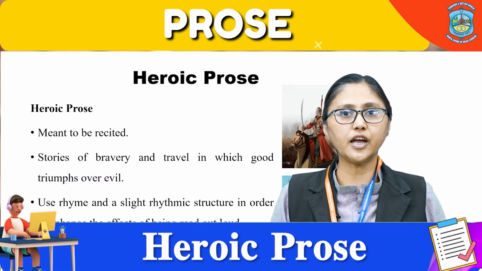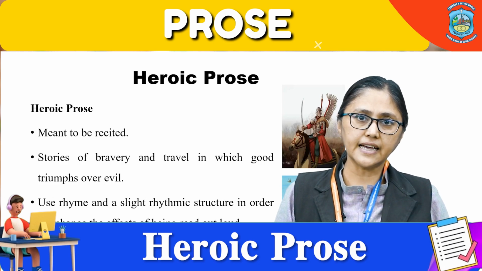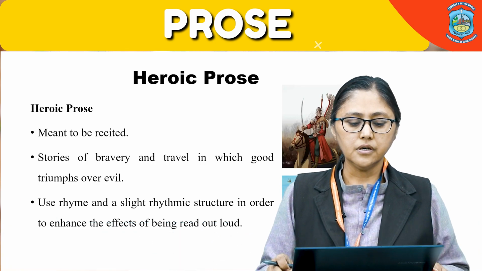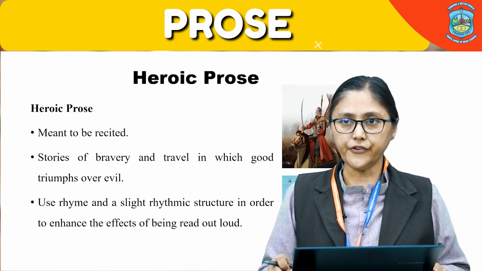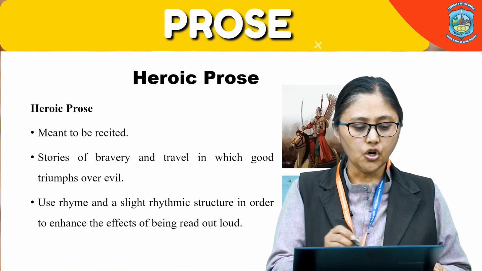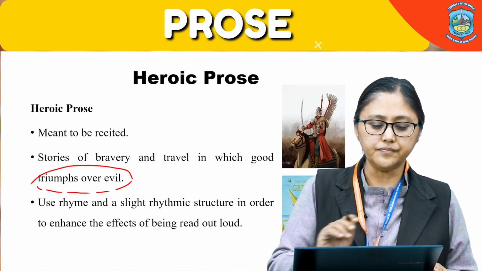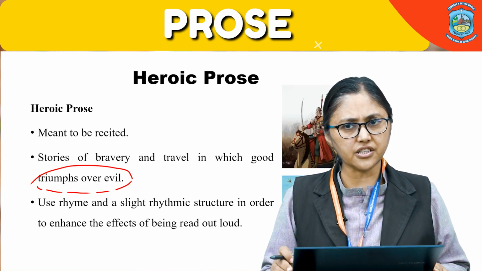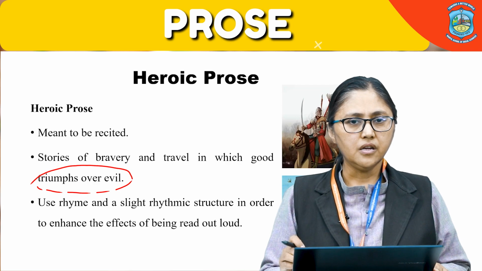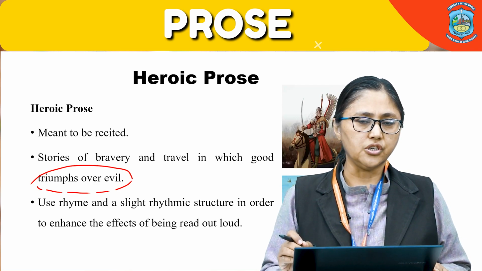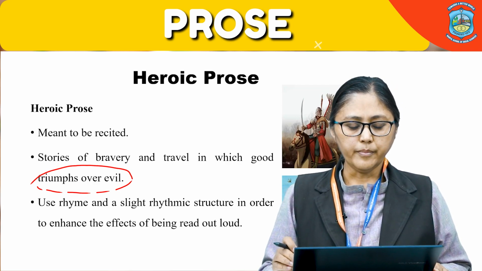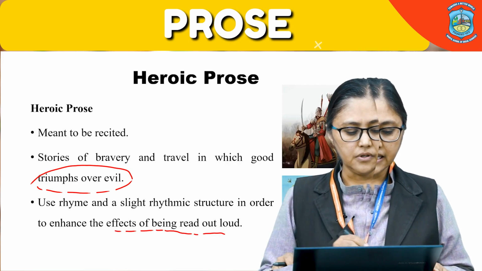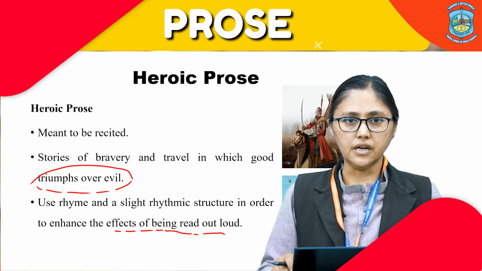Next we have heroic prose. It is meant to be recited, and heroic prose is all about the stories of bravery and travel in which good triumphs over evil. It uses rhyme and has slightly rhythmic structure, which is different from the non-metrical structure of real prose, but this slightly rhythmic structure is to enhance the effects of being read out loud.